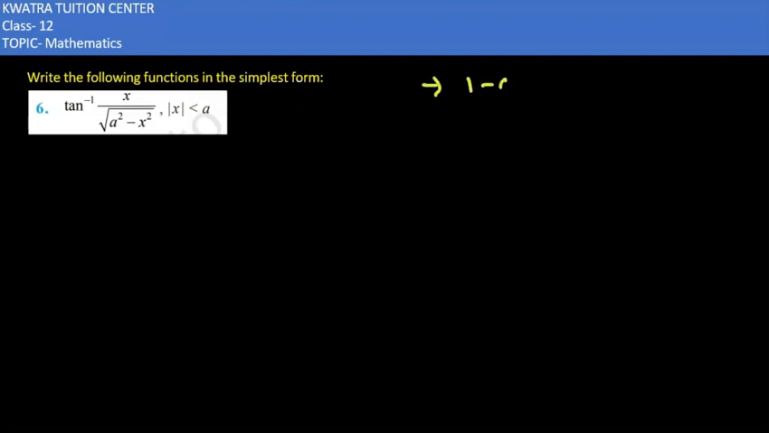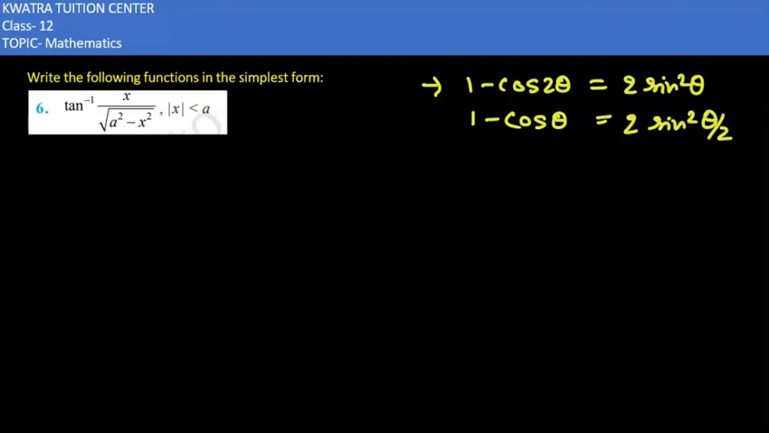First is 1 minus cos 2 theta, which is equal to 2 sine squared theta. So when we get here 1 minus cos theta, that means theta is divided by 2. So we have to divide both sides, and we will get 2 sine squared theta by 2.